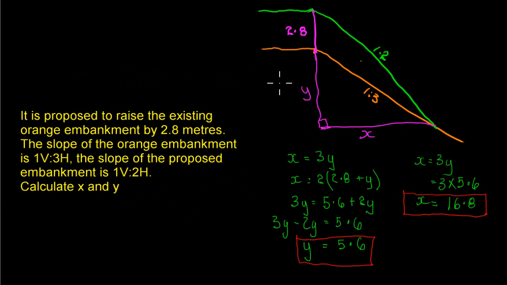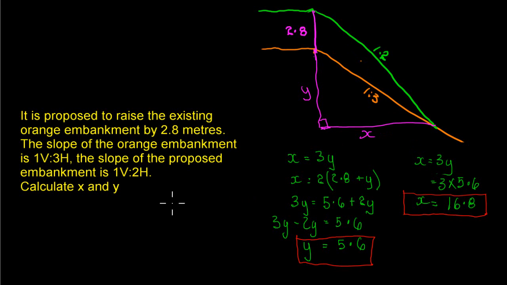It's proposed to raise the existing orange embankment up 2.8 meters. The slope of the orange embankment is currently 1 to 3 at the moment. That's 1 vertical to 3 horizontal, and for the additional bit that we're going to add, we've decided that we can put that at a steeper slope of 1 to 2.